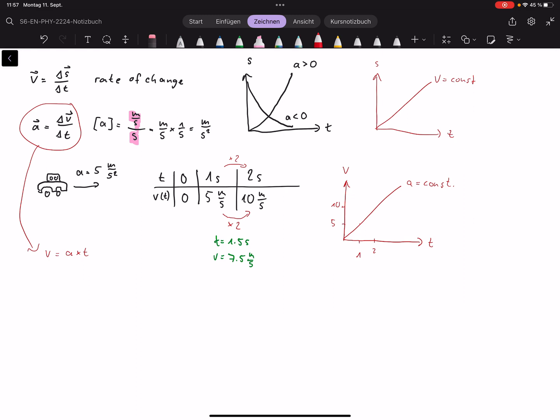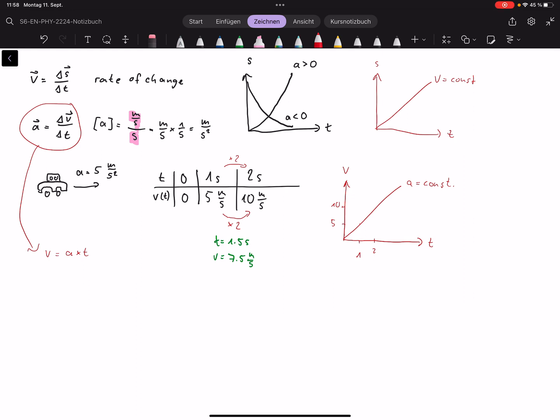So only if we have this proportional connection between v and t, we see that a is, I don't know, the proportional factor, I don't know what it's called in English.